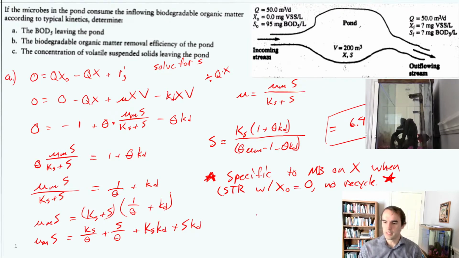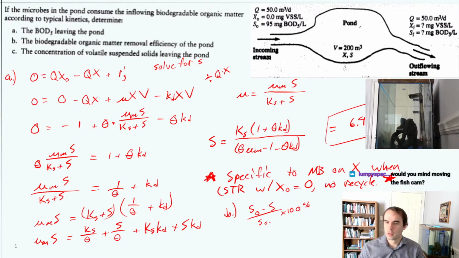And for part B, it's quite simple. B is just going to be the efficiency, which is essentially our initial minus what we ended with, divided by what we started with, times 100%.